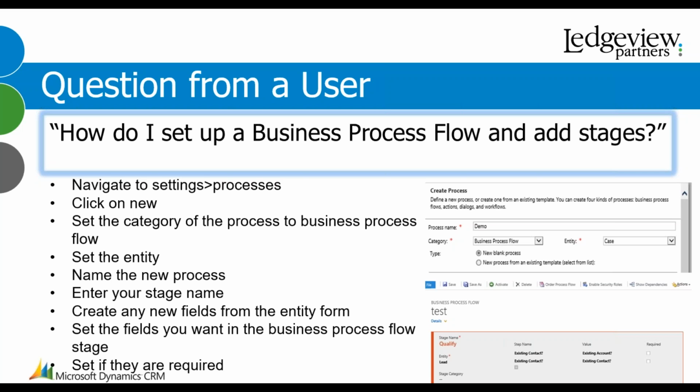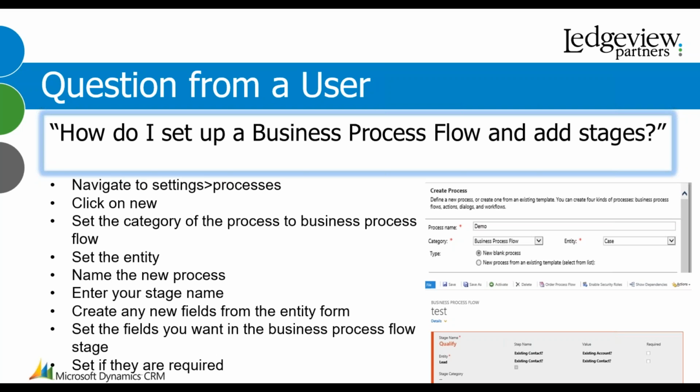It's going to bring up this bottom section, the business process flow, and then you set your stage name. You can name your stage, and then you can set the different fields. One thing to note is that any new fields that are going to be used in this business process flow that don't already exist, you want to create those before adding them to the business process flow, because they won't exist yet.